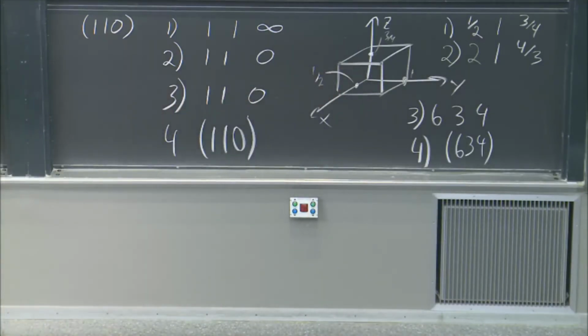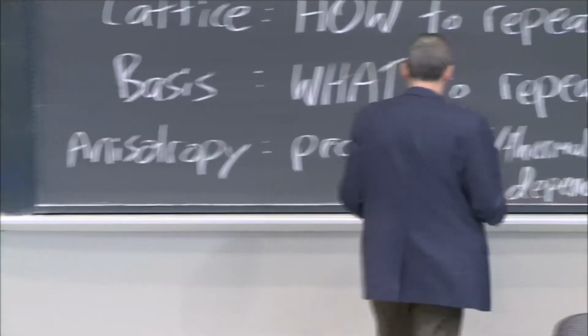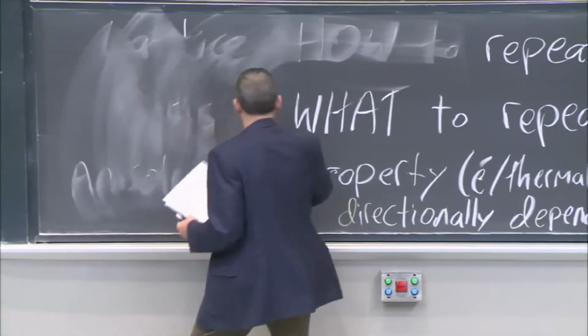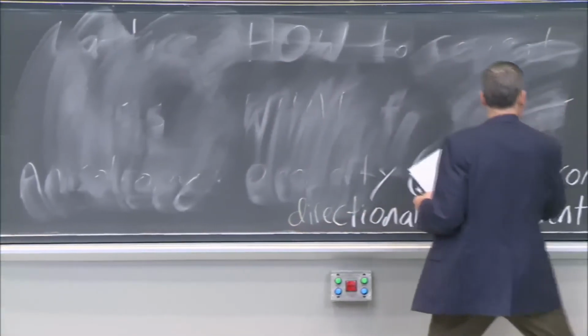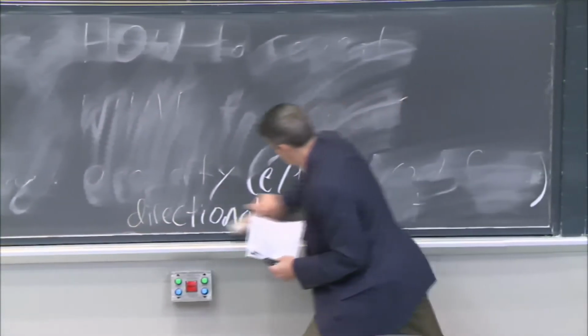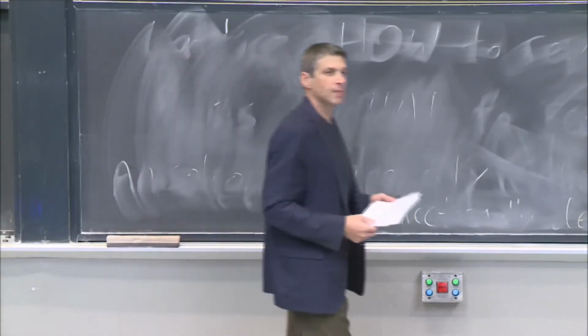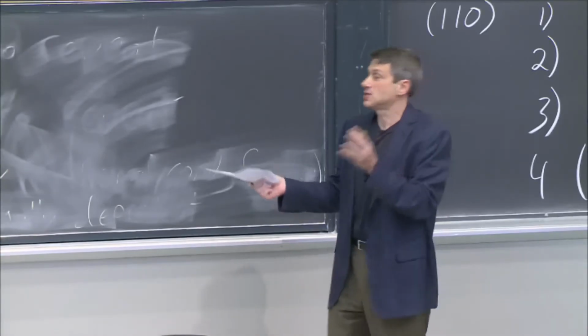Now, let me erase this. There are a couple of things about the planes that once we know what the plane is, we know some other things about it. So let's talk about that now. First of all, a Miller plane is not just one plane. A Miller plane is an infinite set of planes.